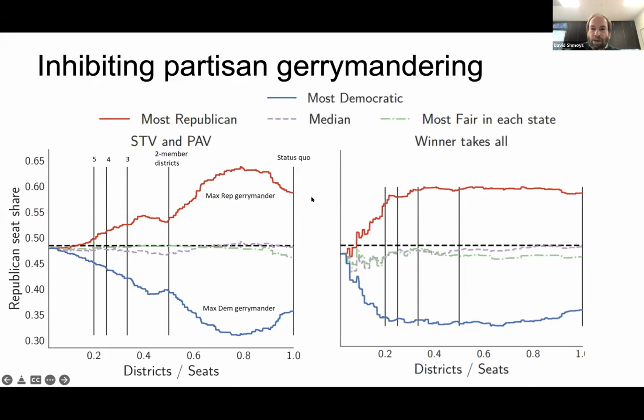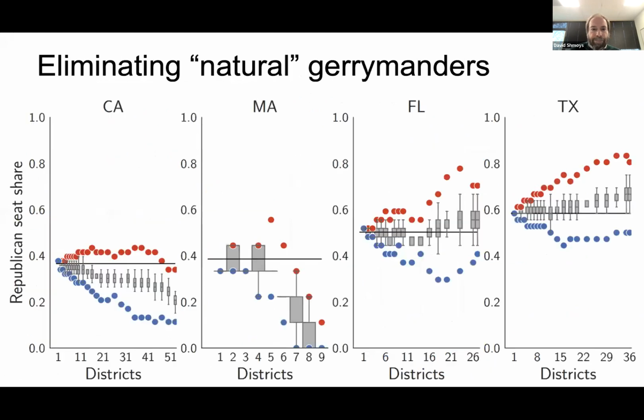Remember, I also said that the winner-take-all was really a bad idea. This is what happens overall. You see that even having multi-members actually allows the sort of intentional gerrymandering to persist all the way down to essentially 5-member districts. And it's only when you get down below that that life actually starts to improve substantially.